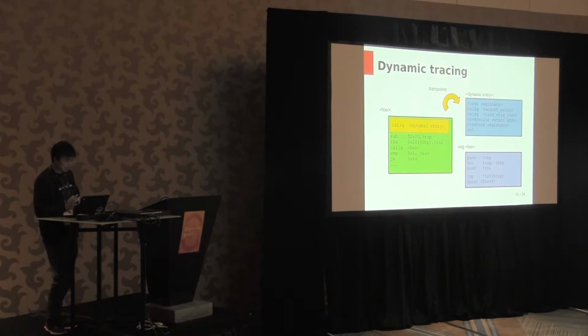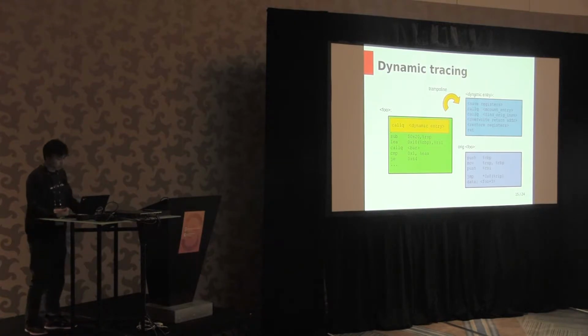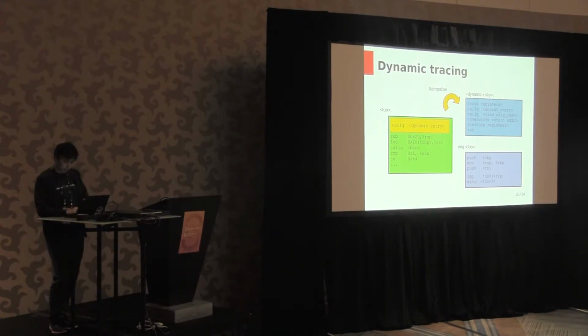And when this function is called, it will move to the dynamic entry function, and it does all the things that need to be done in uftrace, and then it will try to find the original instructions, then move to the original instructions, and then finally move to the position after the call instruction in the original function. So we can trace this function with the dynamic tracing like this.